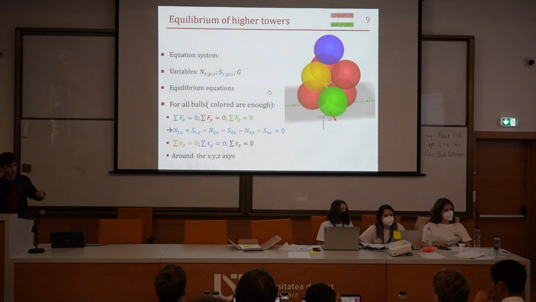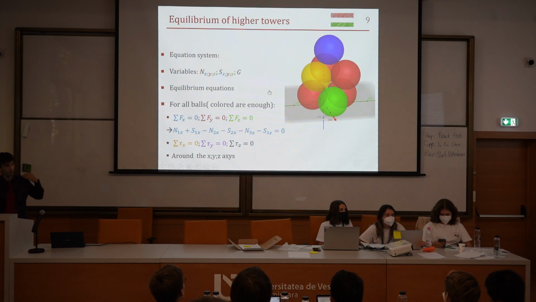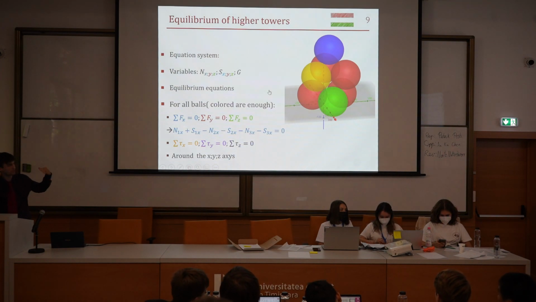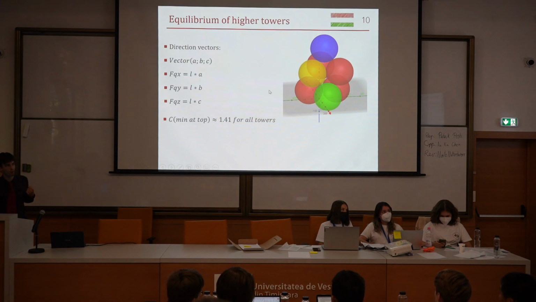And of course, the sum of the terms around every axis must be 0 as well. For convenience, we will choose the x, y, and z axes of our coordinate system. Also, it's enough for us now to write down these equations for the common color balls because of symmetry. Now, after that, using direction vectors, we are capable of calculating the necessary frictional coefficient for such towers.